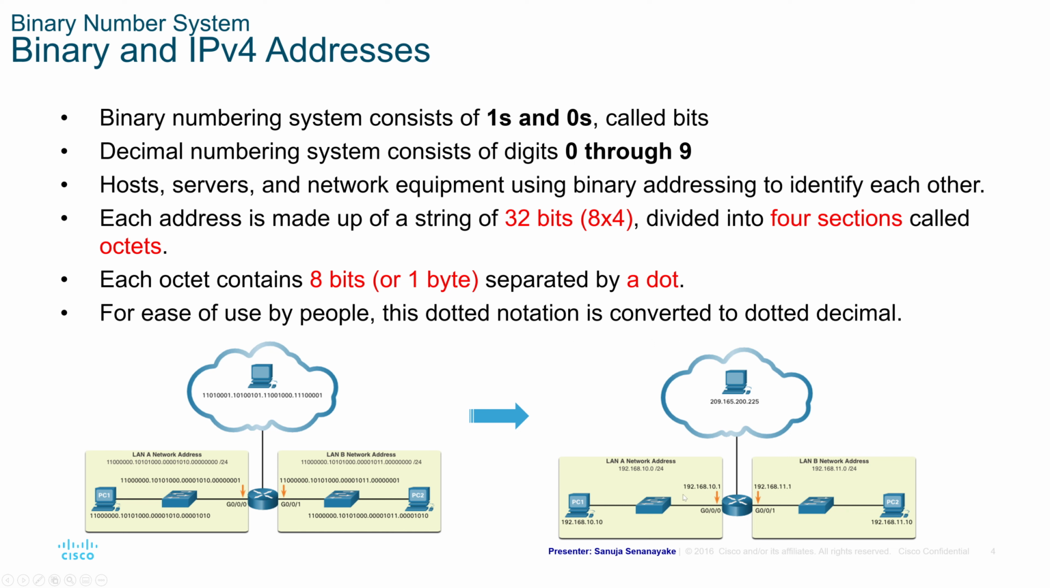So for example, here, 192.168.10.1. Each one of these, for example, 192 is one octet, and 168 is the next octet, 10 is the next octet, and 1 is another octet. So these are all octets because there are 32 bits, which is 8 times 4 (1, 2, 3, 4), a total of 32 bits, and each one of them consists of 8 bits. So that's what this means.